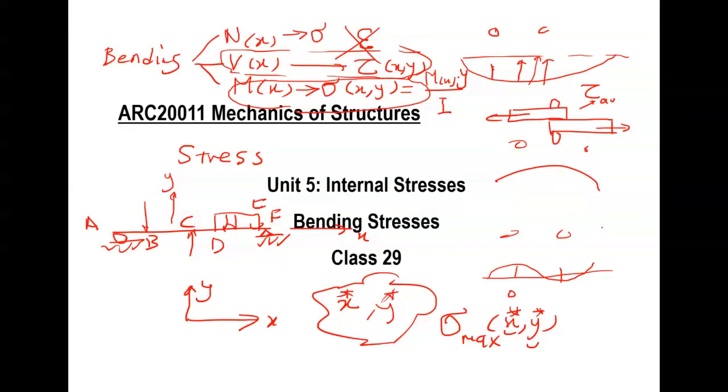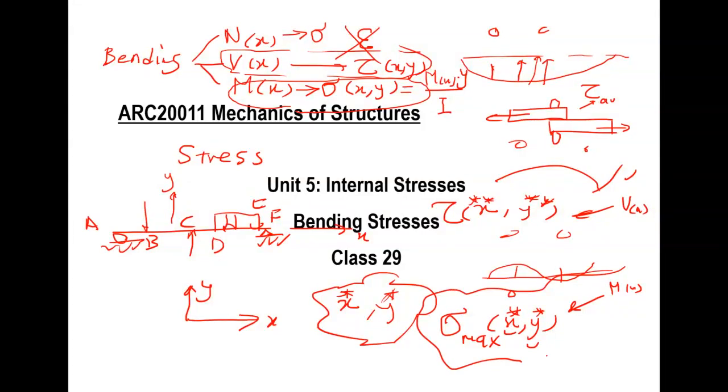Tomorrow, we can find something like X double star and Y double star, at which the shearing stress is maximum due to the shear stress. This is due to the bending moment. So this is for tomorrow.